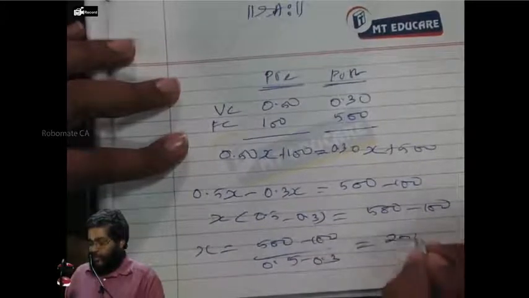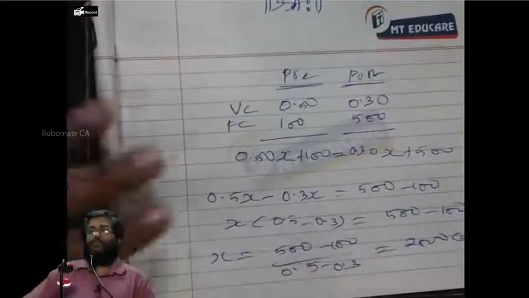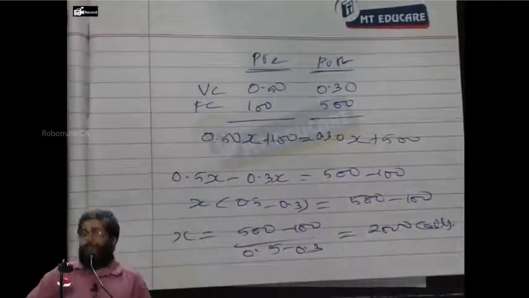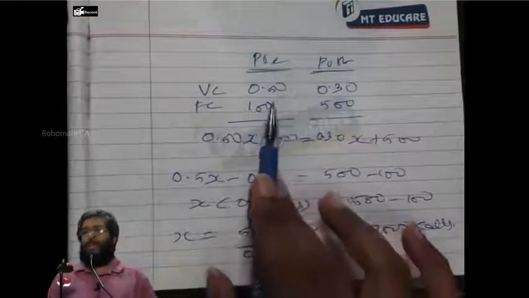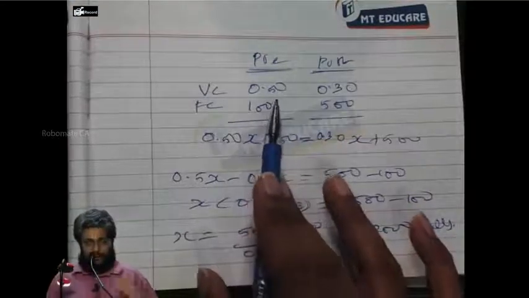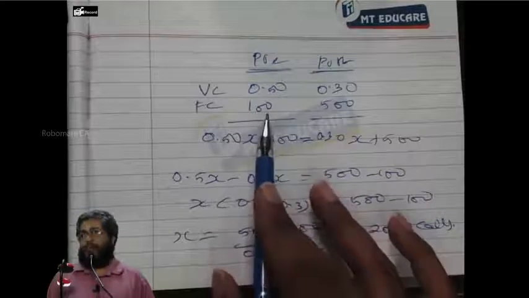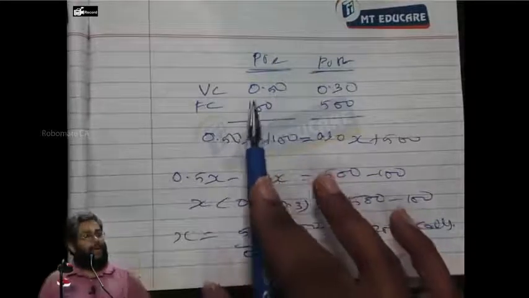How many calls here? 2000 calls. When I make 2000 calls, the prepaid bill is 2000 into 0.5, thousand. What is the speaking call amount? But fixed how much? 100. My bill is 1100. Yes or no?